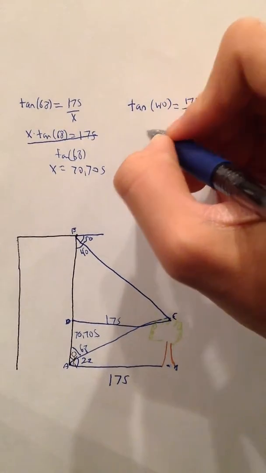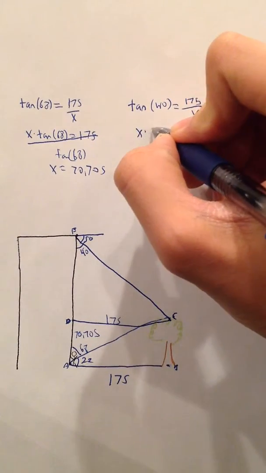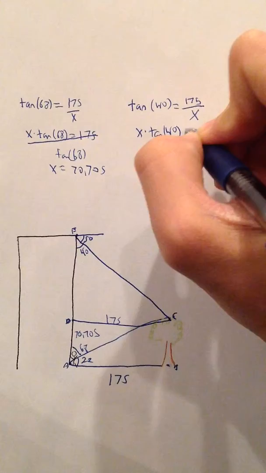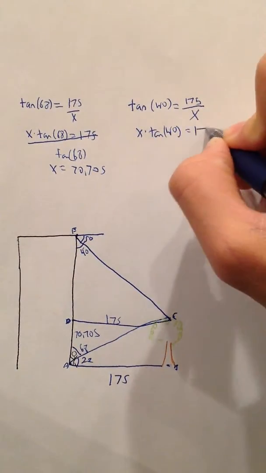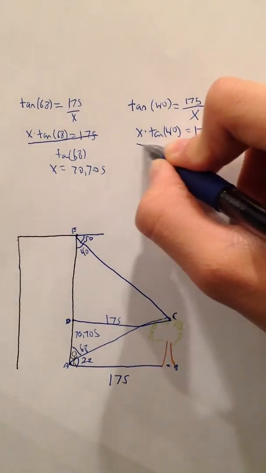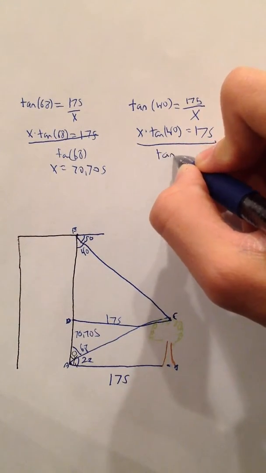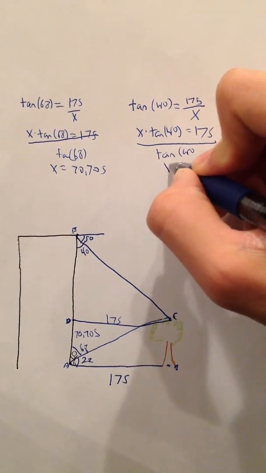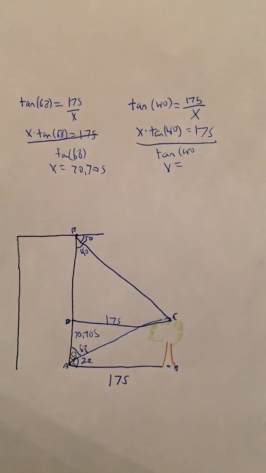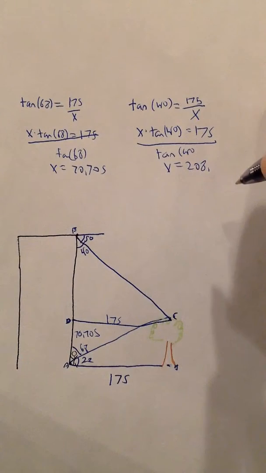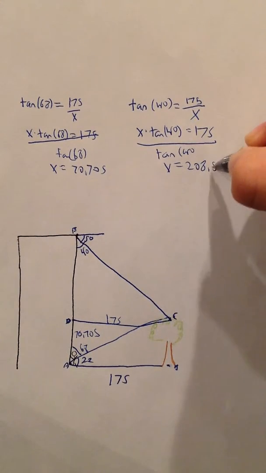Same as the other problem, we're going to cross multiply, so x times tangent 40 equals 175. So divide by tangent 40, and x turns out to be 208.557.